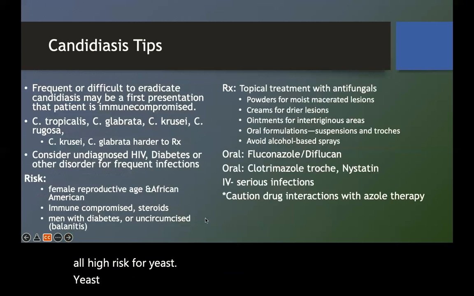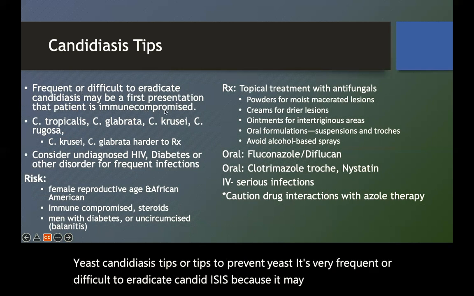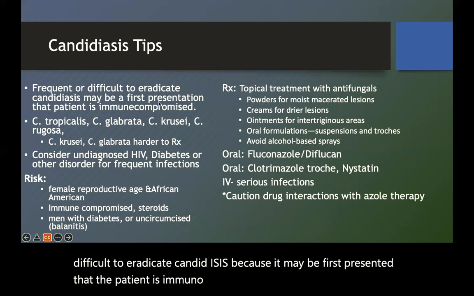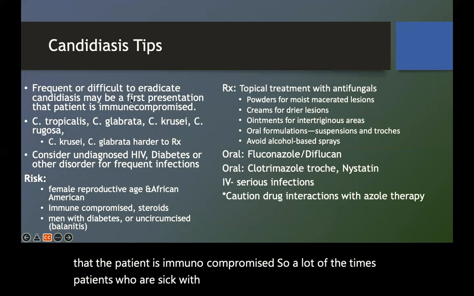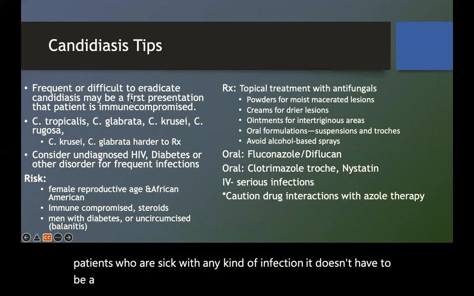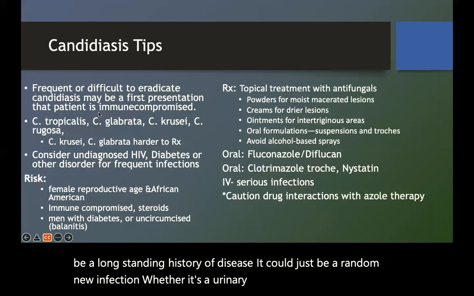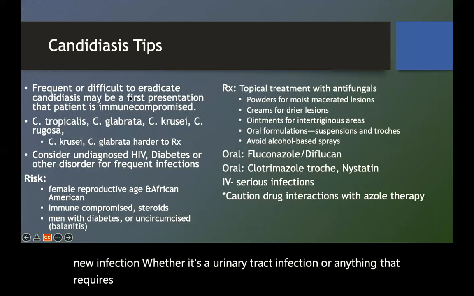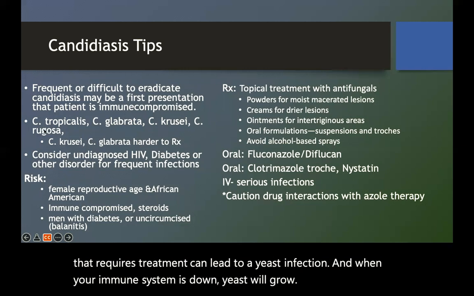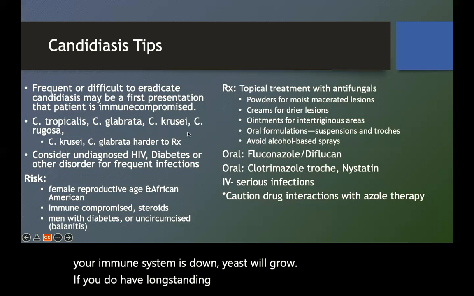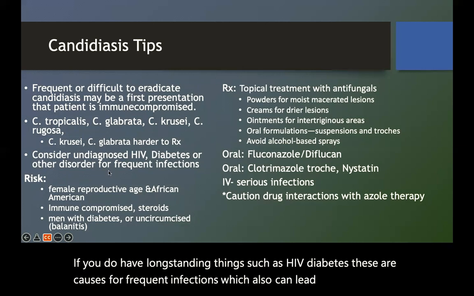So, candidiasis tips, or tips to prevent yeast. It's very frequent or difficult to eradicate candidiasis because it may be first presented that the patient is immunocompromised. So a lot of the times patients who are sick with any kind of infection, it doesn't have to be a long-standing history of disease. It could just be a random new infection, whether it's a urinary tract infection or anything that requires treatment can lead to a yeast infection. And when your immune system is down, yeast will grow. If you do have long-standing things such as HIV, diabetes, these are causes for frequent infections, which also can lead to a high risk for yeast infections.